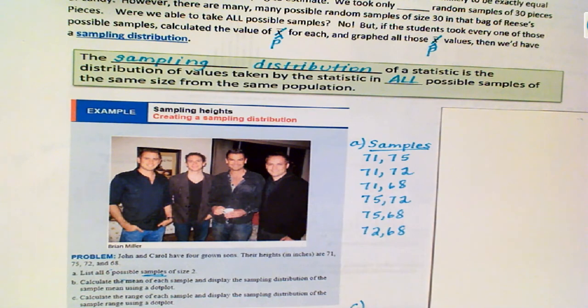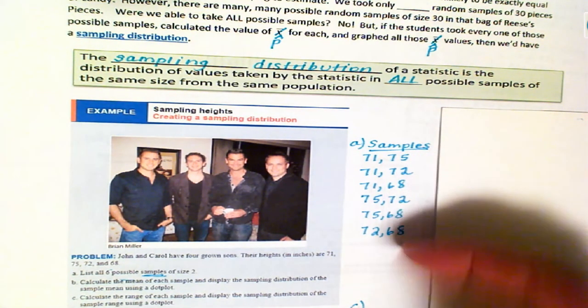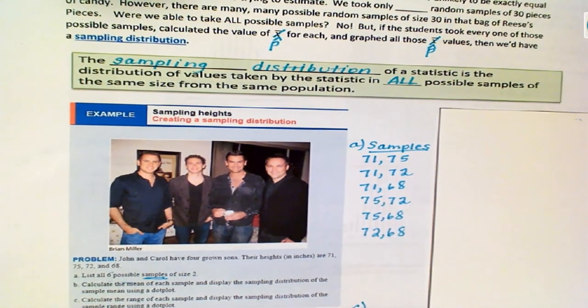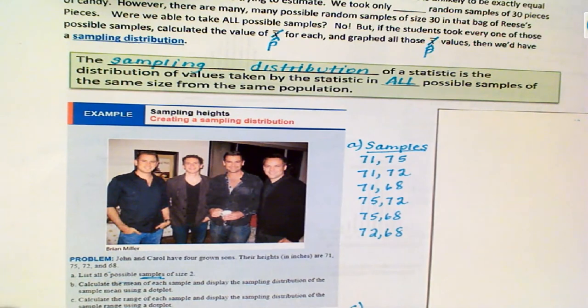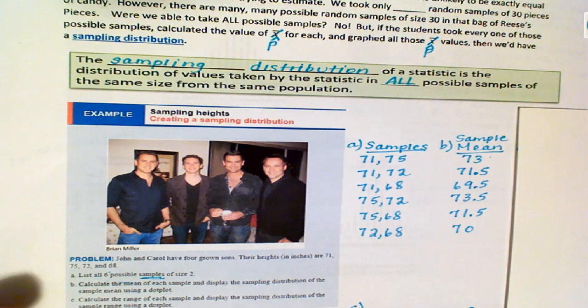Part B says calculate the mean of each sample. So we're going to find the mean of each set or each sample. And then they want us to display it on a dot plot. Okay? So what I did is I just went right here beside it and I'm going to find the sample mean.